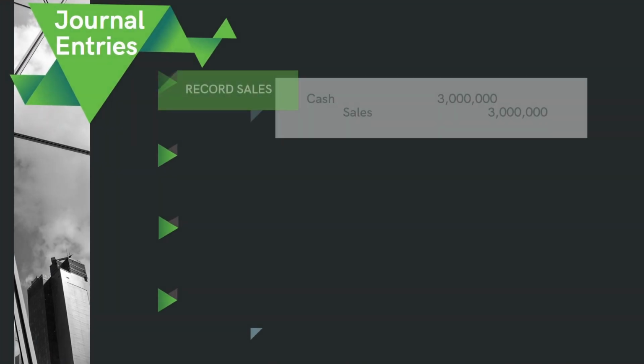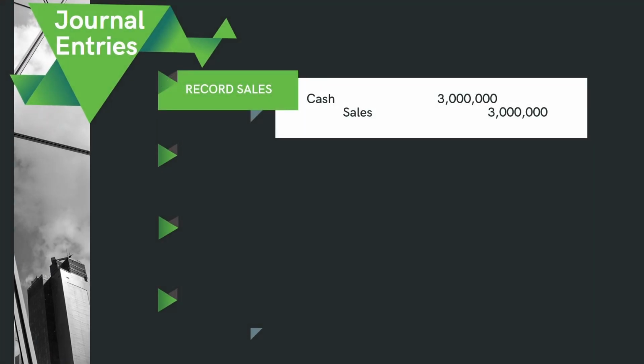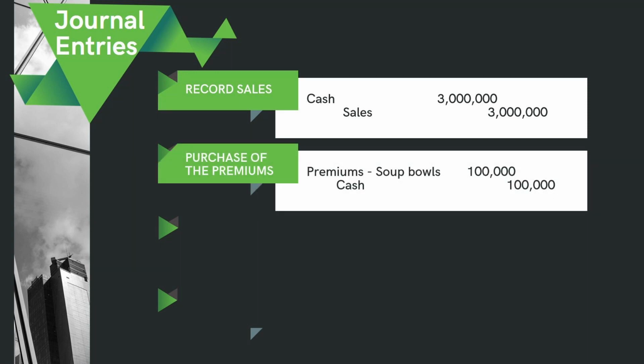So, first is the journal entry to record sales. Okay? So, this is your item, which you will record as a debit to cash and a credit to sales for the amount of 3 million. Next item is the purchase of premium, the soup bowls you bought. So, the soup bowls, that is 100,000. We saw earlier that you bought 2,000 at 50 per bowl. Okay, so again, premiums, that is your asset account.